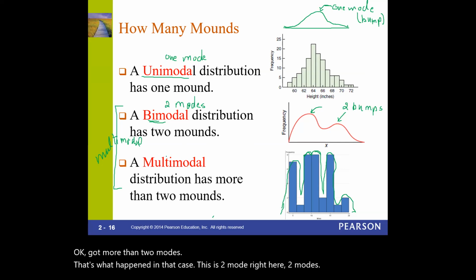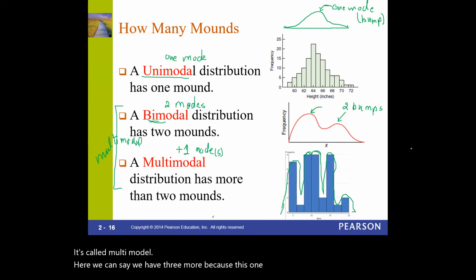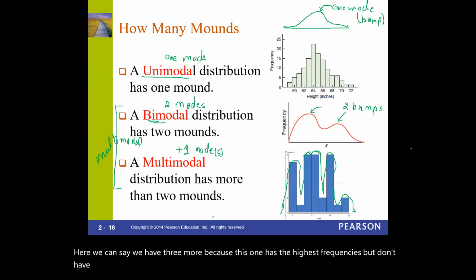This is multimodal. If it is more than two, I would like to say more than one. By definition, it's more than one. It's called multimodal. Okay? Here we can say we have three modes because this one has the highest frequencies. But don't worry about it now. We're going to talk about them again in the future. Okay? Any questions so far?